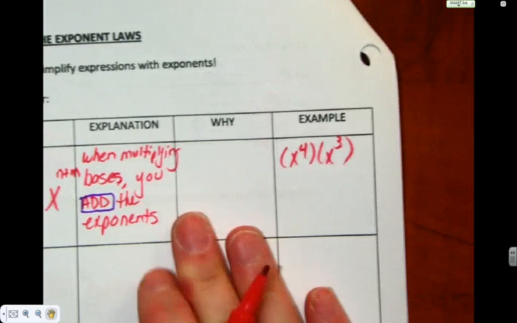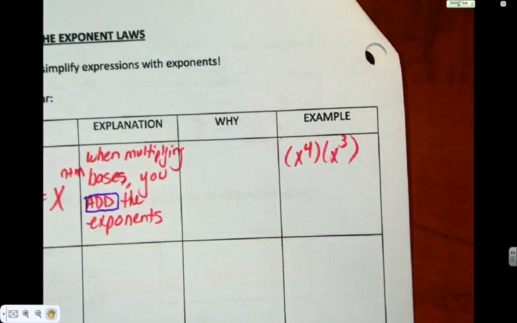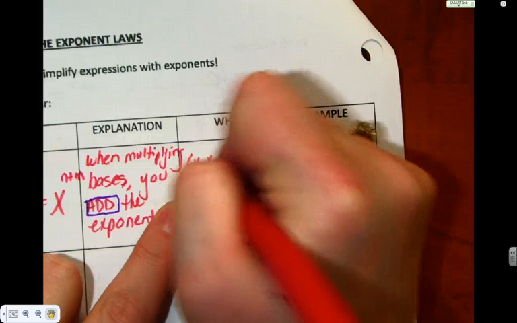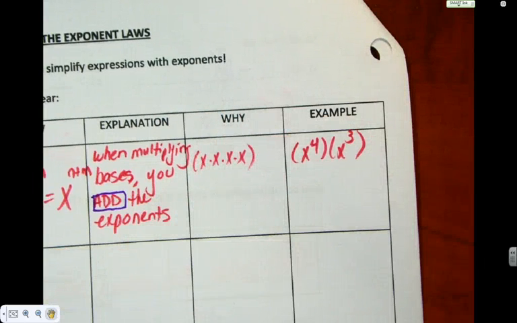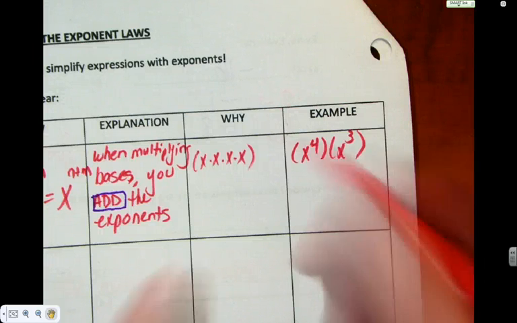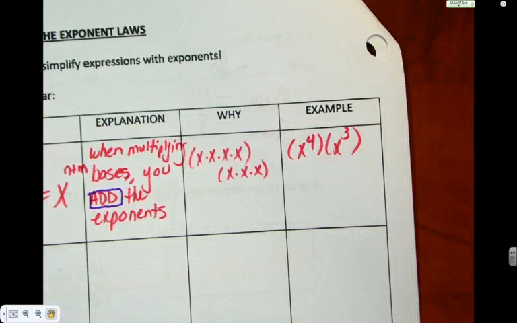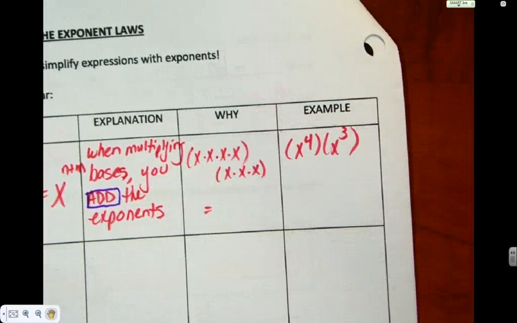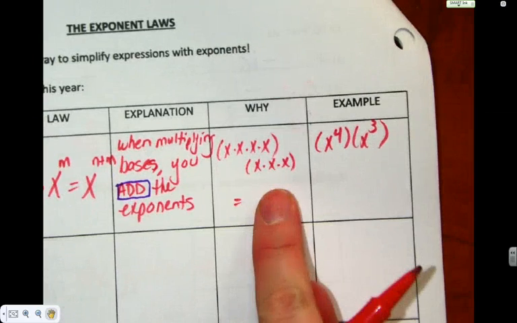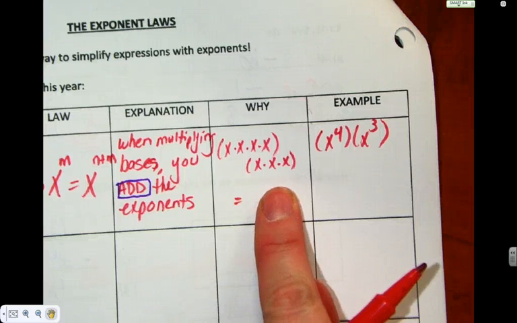So let's go back to look at the why. What does x to the 4 mean? This is what we did yesterday. It means x times x times x times x. What does x cubed mean? x times x times x. I'm just going to squeeze that underneath because I won't have room to put it to the side. This is just what we did yesterday, where we took big, long expressions and simplified them using exponents.